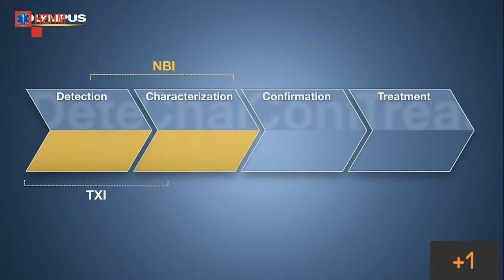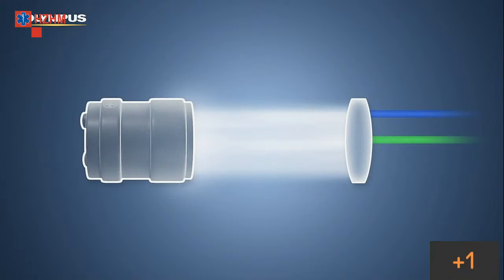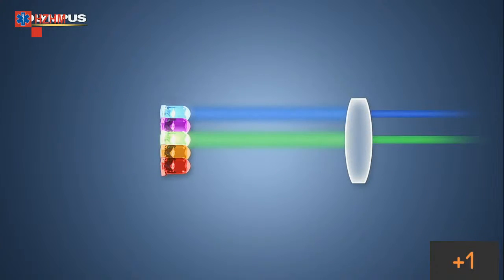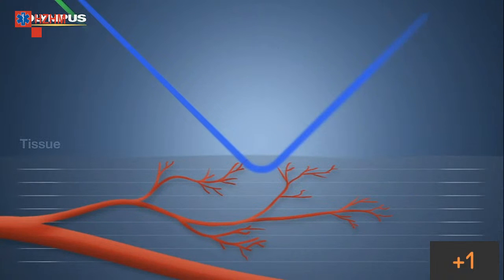NBI enhances the visibility of superficial vessels. NBI stands for Narrow Band Imaging. In contrast to the previous series, EVIS X1, NBI uses LED illumination. Blue and green light penetrate only the superficial layers of the tissue. If a superficial blood vessel is present, blue and green light are both strongly absorbed. The vessel appears darker and is therefore more visible.